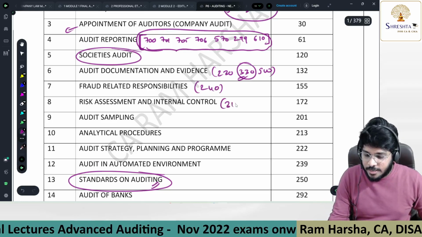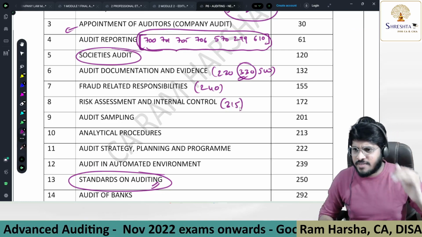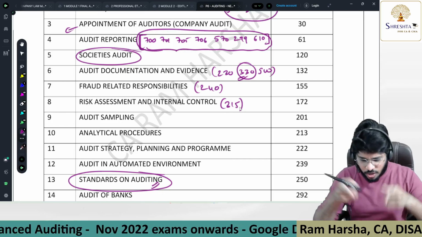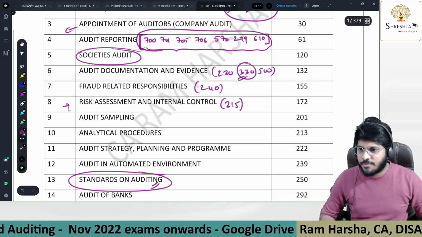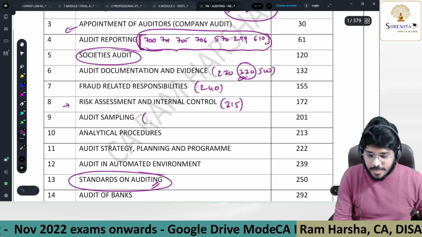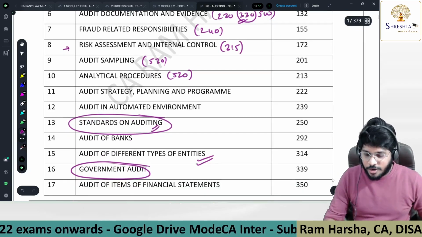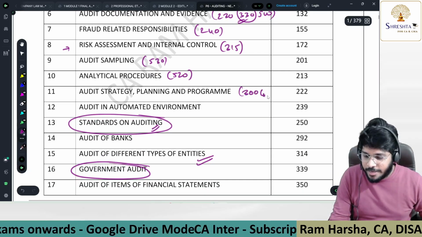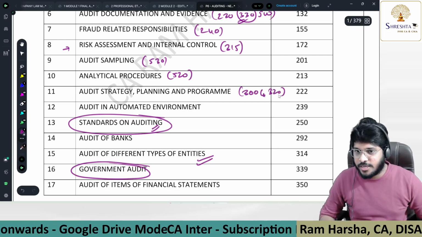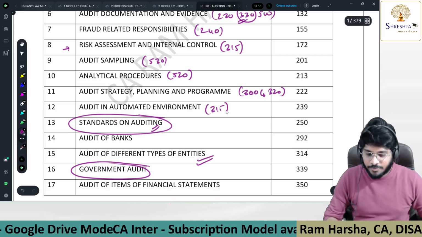Risk assessment and internal control is exclusively talking about 315. Why are you reading 315 again separately? It is already covered as part of the risk assessment chapter. In fact, it is discussed more in-depth there. Audit sampling 530, audit analytical procedures 520, audit strategy and program 300, and materiality is also covered here itself, 320. Audit in automated environment is again 315 related.